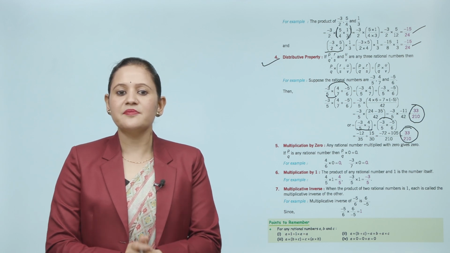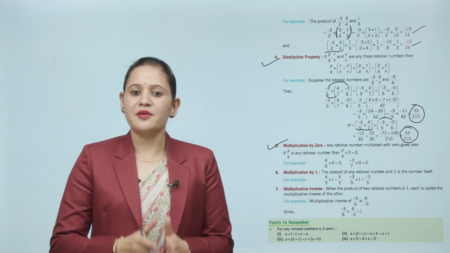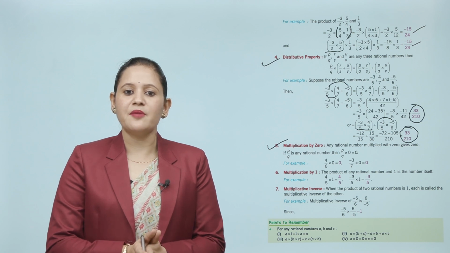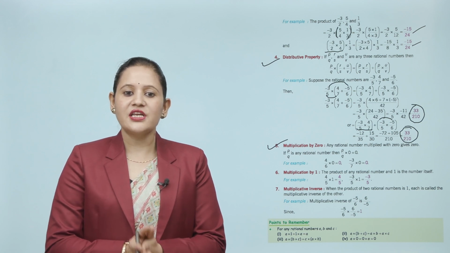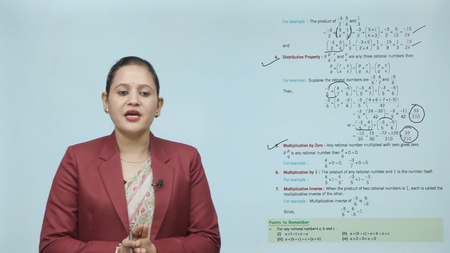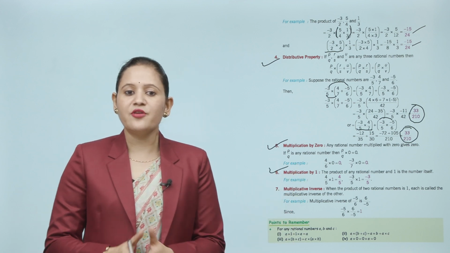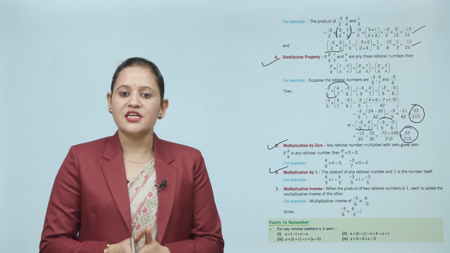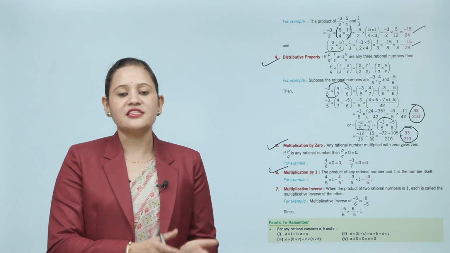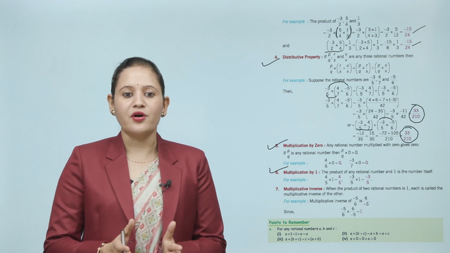नेक्स्ट, मल्टीप्लीकेशन बाय 0. Any rational number multiplied with 0 gives you 0. If P upon Q is a rational number, then P upon Q into 0 equals to 0. For example, 4/6 into 0 equals to 0. Next, multiplication by 1. The product of any rational number and 1 is the number itself. Means किसी rational number को if we multiply with 1 will get the rational number itself. So 4/5 multiplied by 1 equals to 4/5.